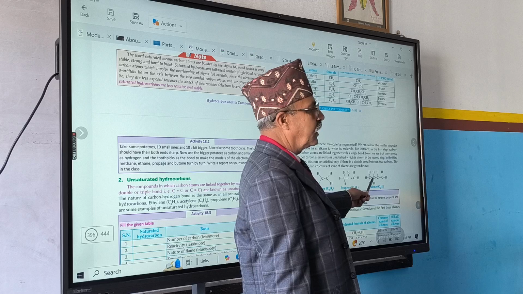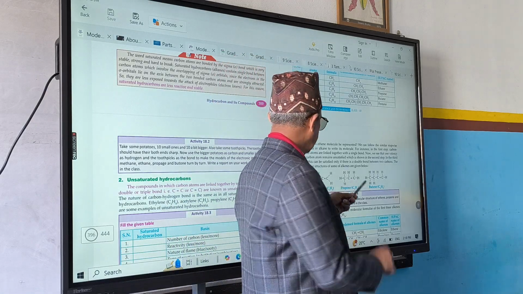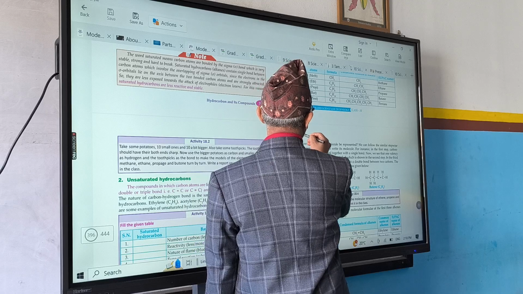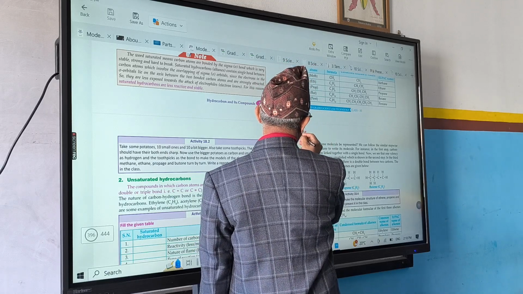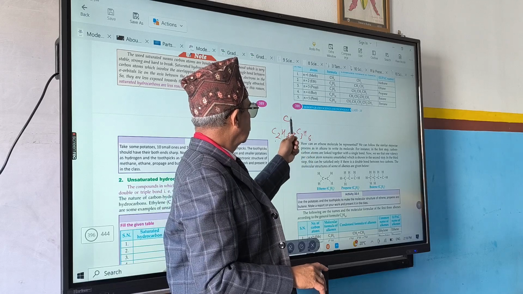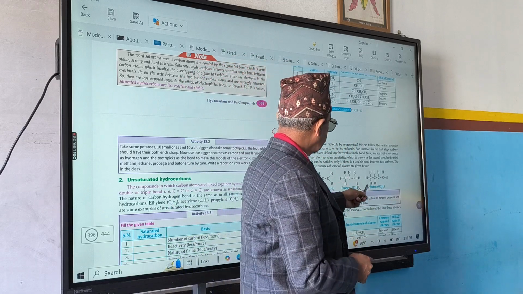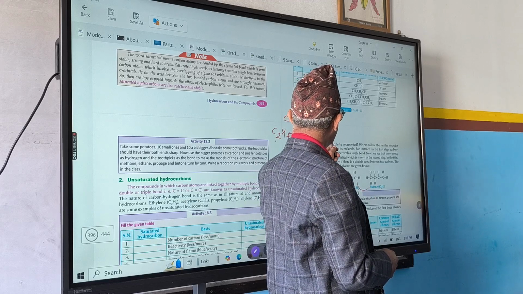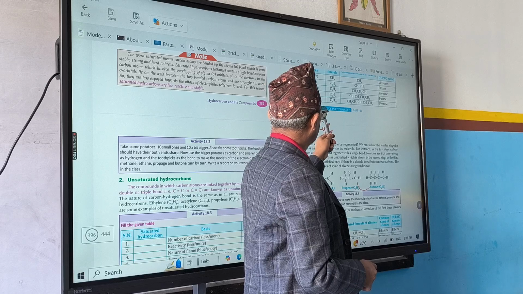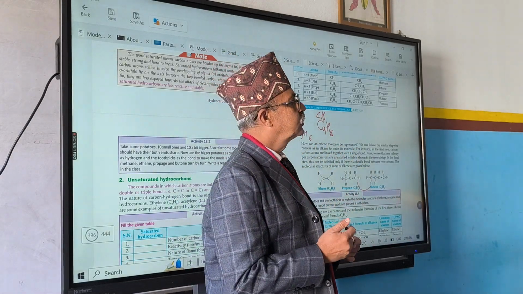Here are ethene, propene and butene. Can you see? Ethene is C2H4. Remember, right? What is propene? C3H6. What is the difference between these two? Here is 2 carbon, here is 3 carbon, means 1, and 2 hydrogen means CH2. They differ like this. In between these two also, what is there? Butene is C4H8. So C3 and C4, what is the difference? H2. So such types of compounds are called homologous series. In homologous series, successive members differ by the CH2 group.